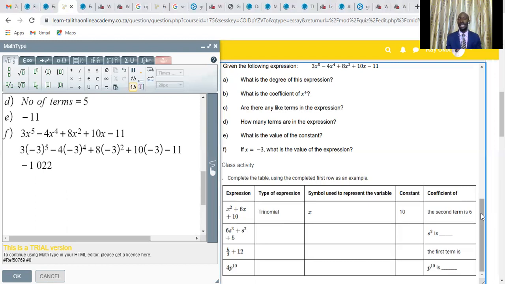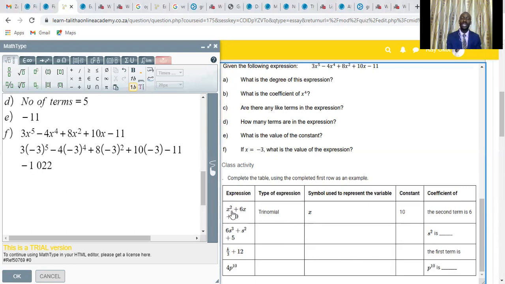Now that should be good enough for you to go ahead and do this class activity. Here you will complete. Now I will do for you these parts here. Then you can take over from here. You will have to write what the variables are. The variables are these unknown letters that are part of the expression.